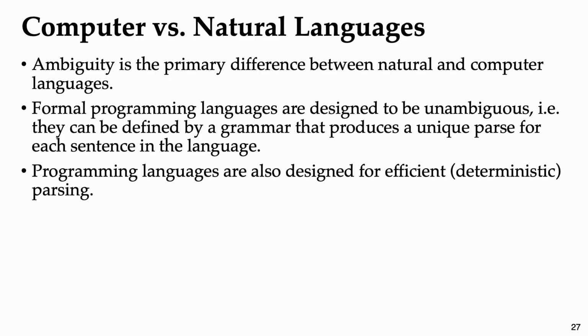Formal programming languages are explicitly designed this way. Each construct has a clear one-to-one meaning, and programs can be described by grammars that produce a unique parse for every valid statement. There is no room for multiple interpretations.